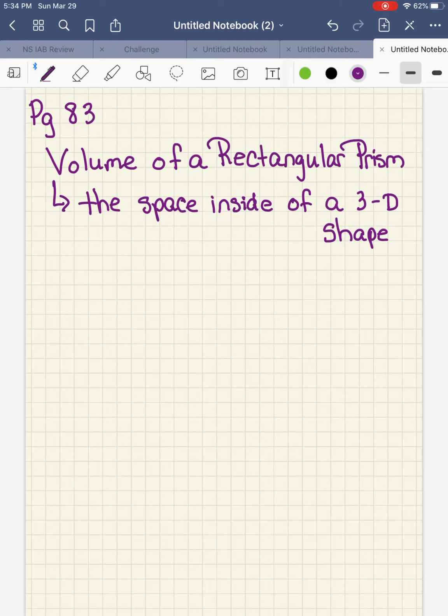The space inside a three-dimensional shape is called volume, and it's how many little cubes could fit inside of that shape if we were going to fill it up with cubes, right? A rectangular prism is pretty much what we would think of as a box. So we're going to start with a model so we can take a look at what it would look like.